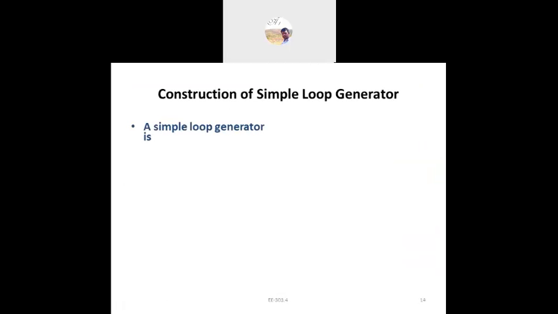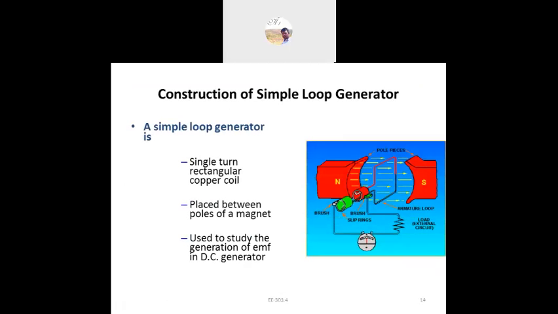Today's lecture starts with the animation of a simple loop generator. A simple loop generator consists of a single turn rectangular copper coil placed between the poles of a magnet, used to study the EMF and how voltage is generated. Here you can see the slip rings and the brushes. A practical generator also has the same; some construction will be different, but the operation will be the same.